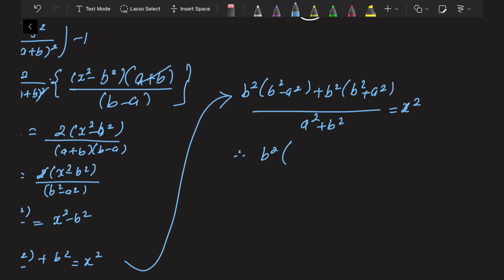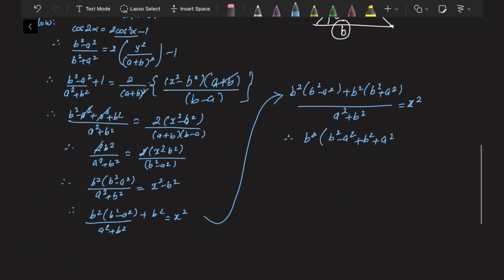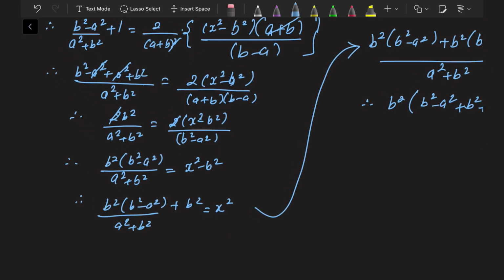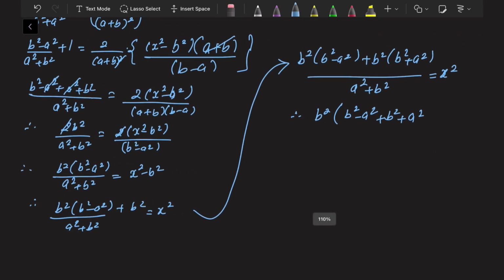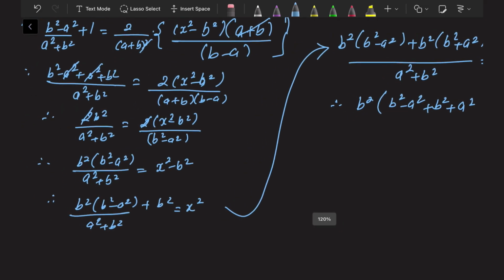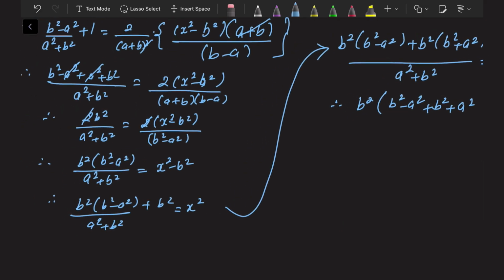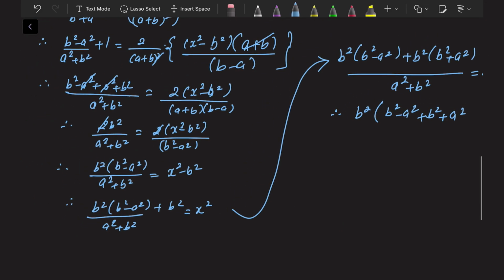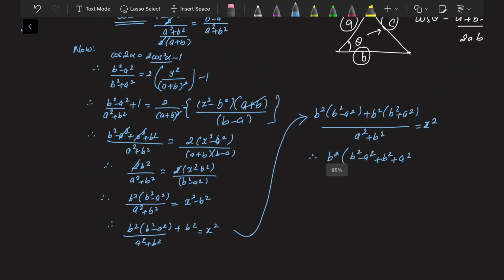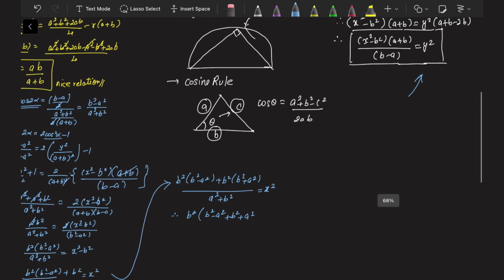In the numerator we can take b square common. What we will have is b square minus a square plus b square plus a square. Wait, we did a mistake somewhere. There's some mistake going on over here. The a should remain and the b should get cancelled out, but it's not happening. What is the mistake that we have done? Let us see together. Is it somewhere over there?